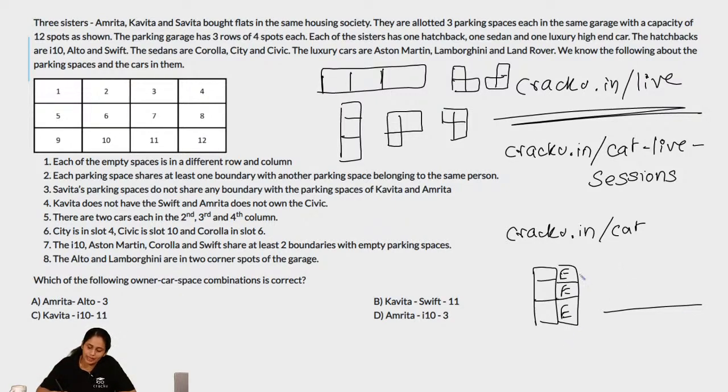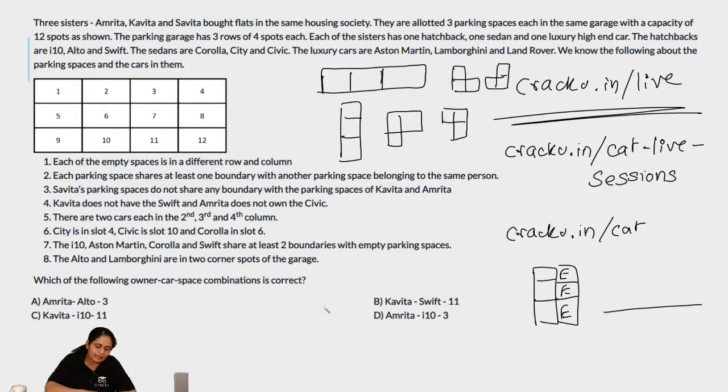It has to be in an L-shaped form. Also, even if it is in an L-shaped form, for it to not share a boundary with anybody else, all three boundaries should be with empty spaces. The only way that can actually happen is if Savita's 3 parking spots, that L shape, is in a corner.